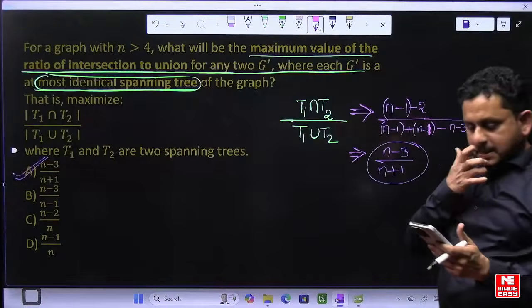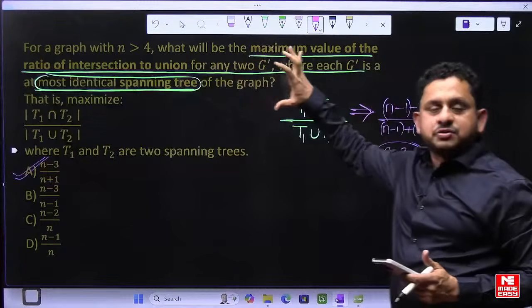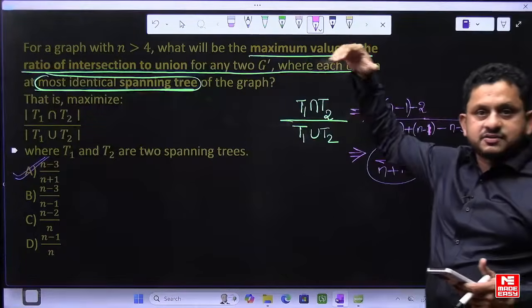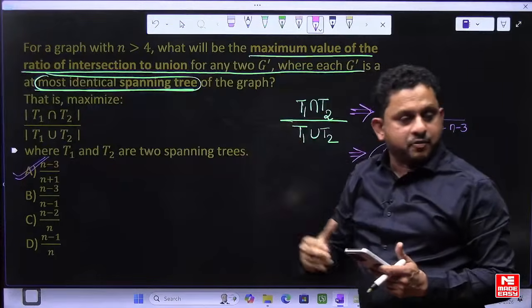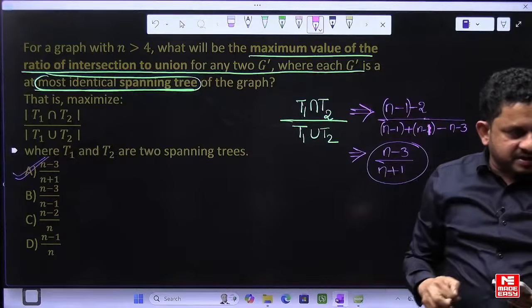two spanning trees? So in the evening session, only the spanning tree questions as well as recursion questions are above average. Okay, so complete graph.